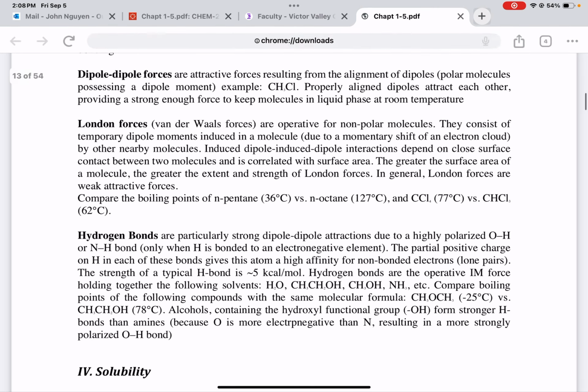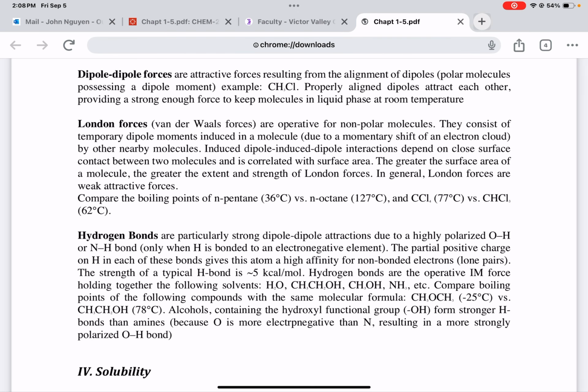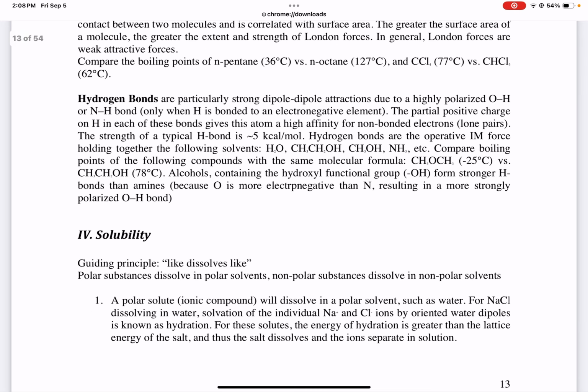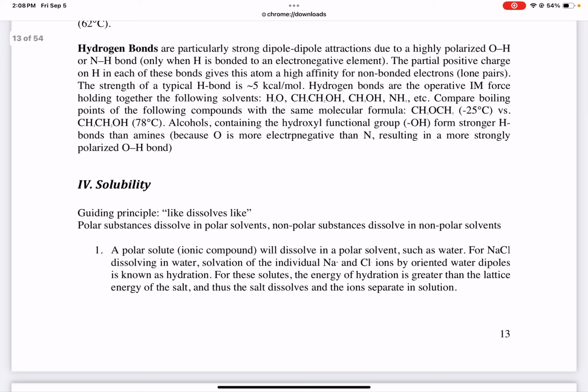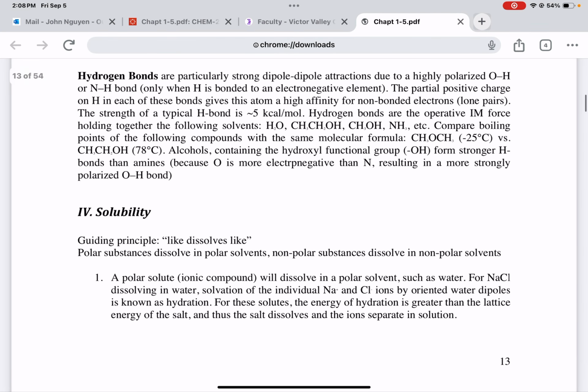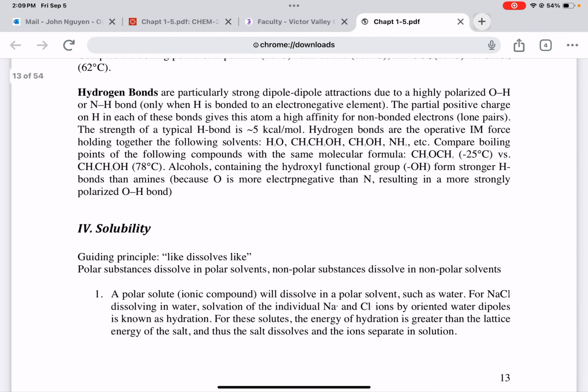The first one, dipole-dipole, exists in polar compounds or molecules. London force, also known as dispersion, exists in non-polar molecules. And then finally, hydrogen bonding, for especially polar molecules with oxygen, nitrogen, or fluorine. Those are the essential atoms that create an interaction with the hydrogen, known as hydrogen bonding. Very polar compounds, okay, so if you have alcohol or amine, they're very soluble in water because they do hydrogen bonding with water.